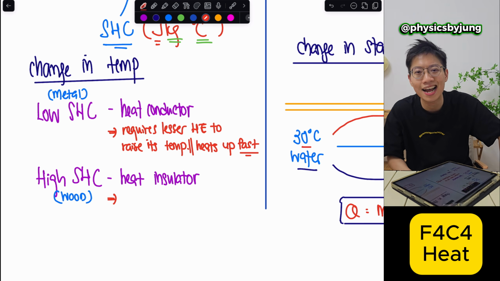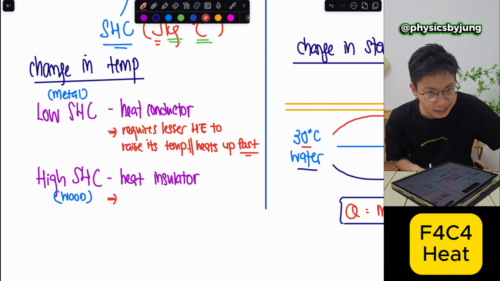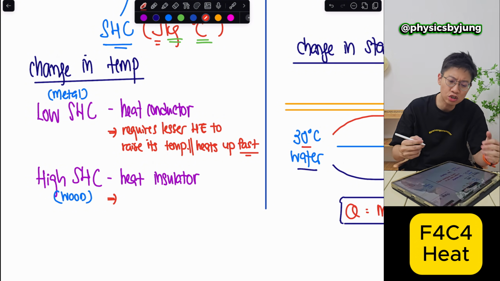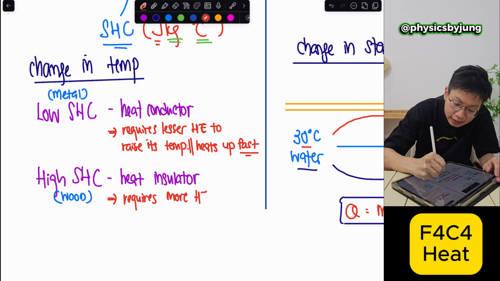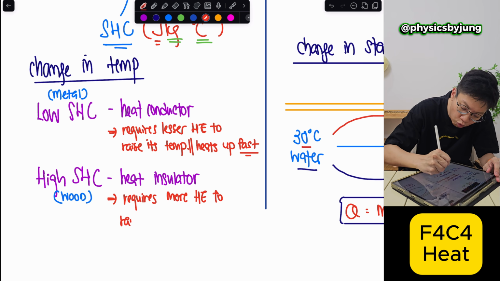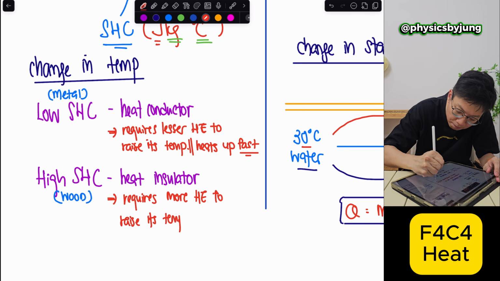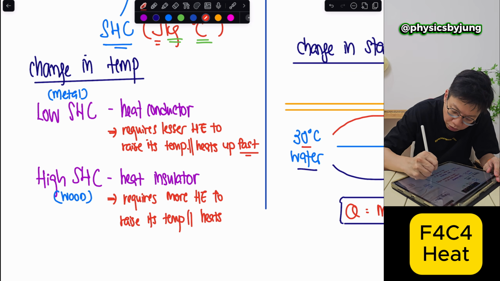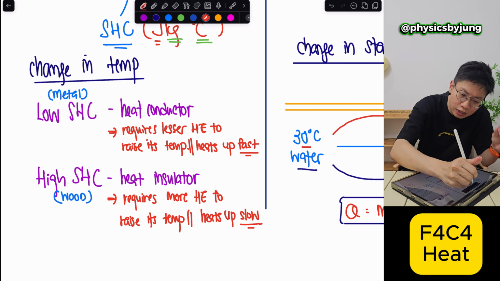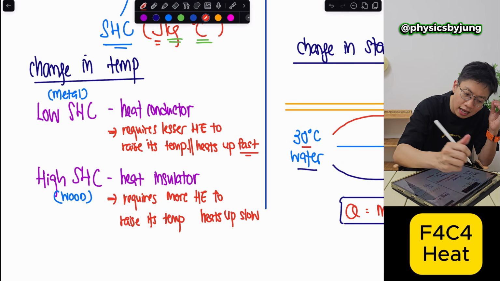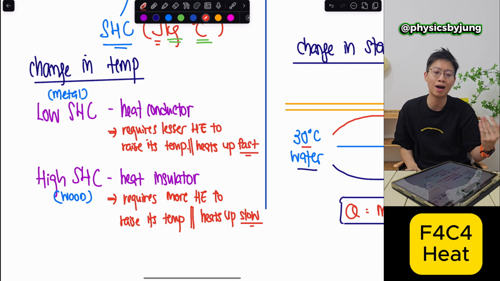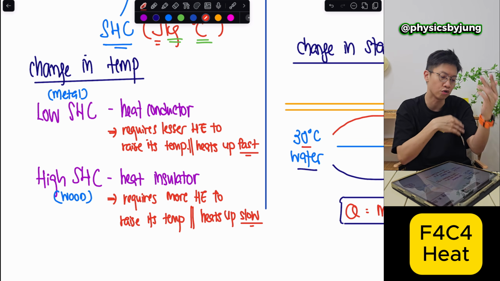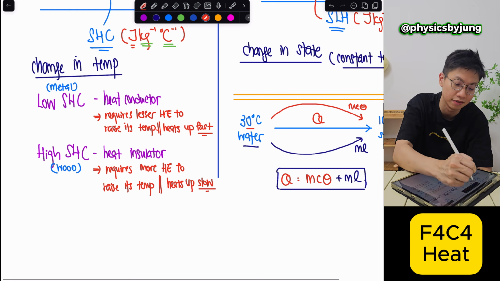So what is high specific heat capacity? Cannot heat easily, is it? So for this one I will use another way. I'll say it requires more heat energy to raise its temperature. So usually we will say it heats up slower. Okay, so that's how we write our answer, that's how we shape our answer. So make sure you know how to use your answering technique. It's a bit of answering technique, that one.